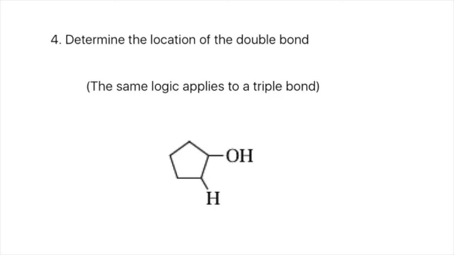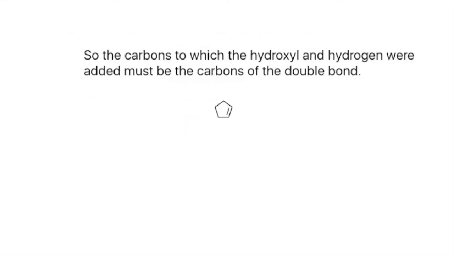It doesn't matter which carbon the H is shown on, as long as it is adjacent to the carbon with the hydroxyl. So the H could be here, or it could be there, and it doesn't matter which. So the carbons to which the hydroxyl and the hydrogen were added must be the carbons of the double bond. And here it is.